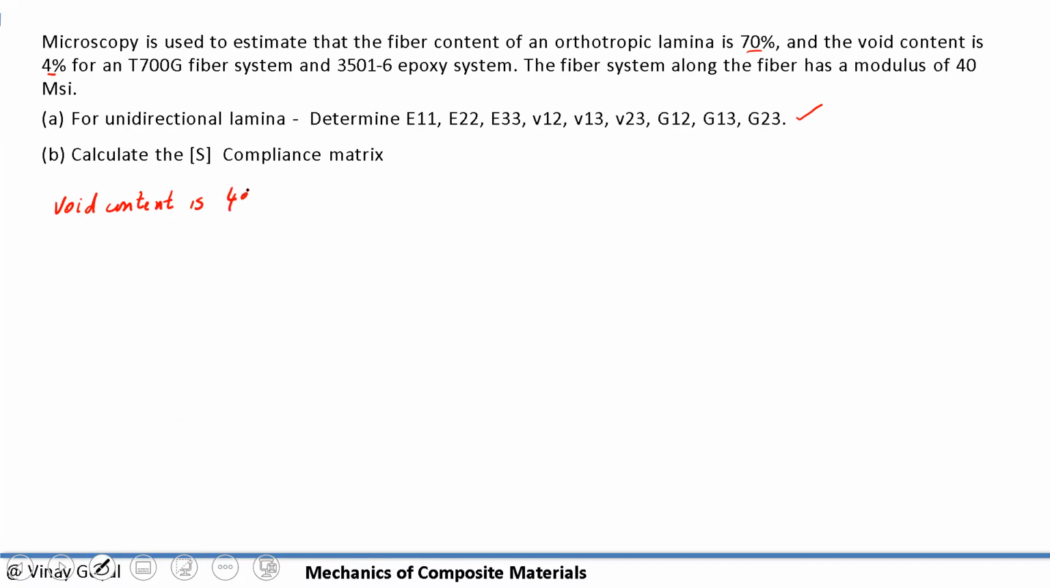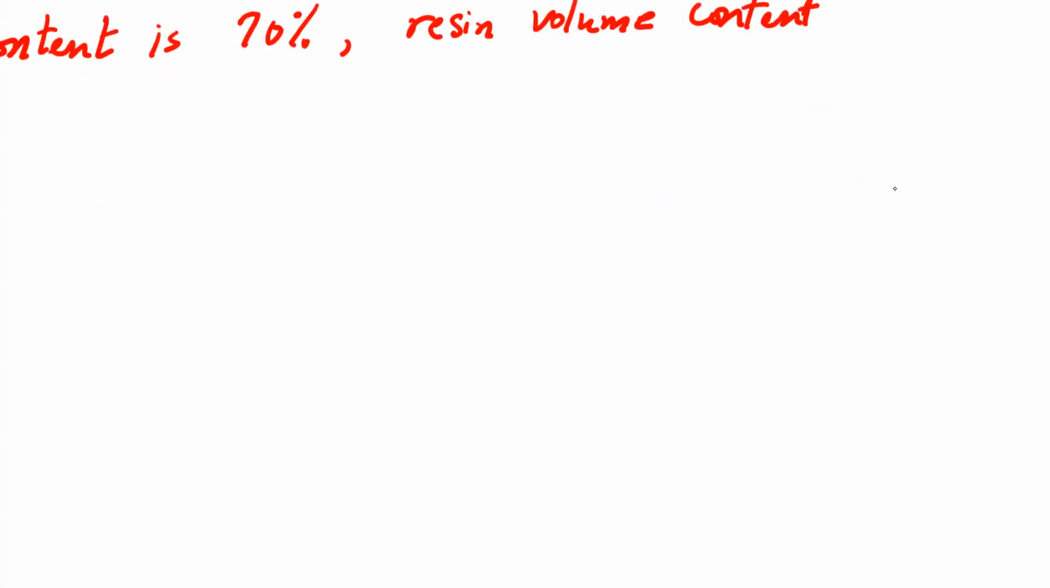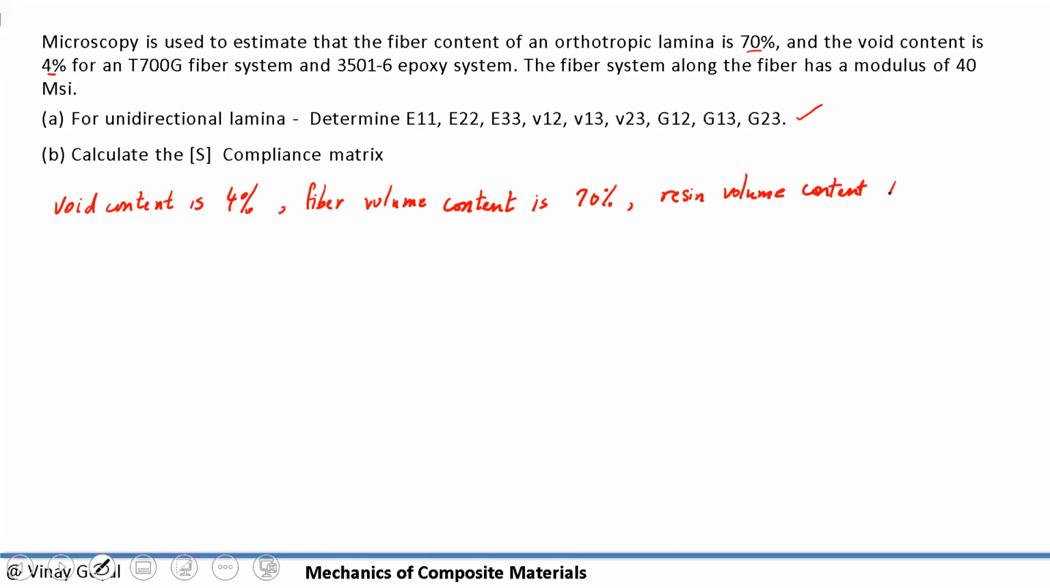So the void content is 4%, and the fiber volume content is 70%. Then the resin volume content is 100 minus 70 minus 4, and that's 26%.